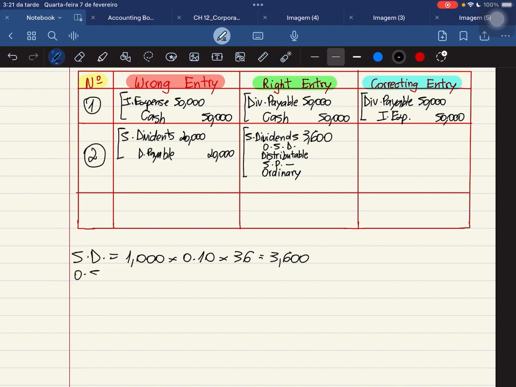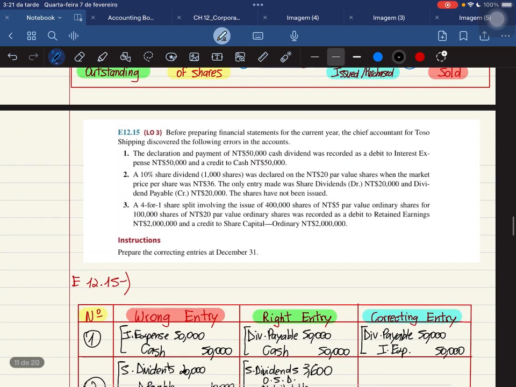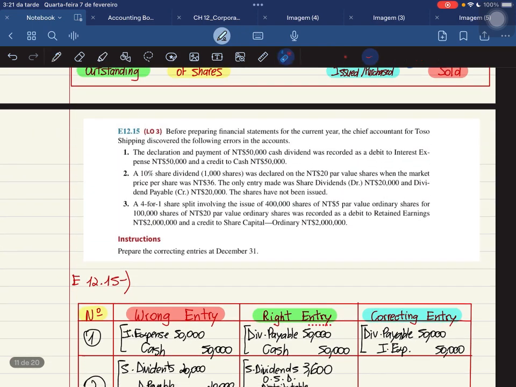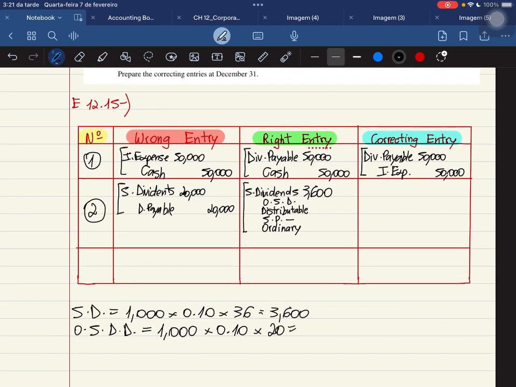For our ordinary share dividends distributable, the beginning is the same, right? It's always the number of shares outstanding times the rate times, in our case, the par value. And over here, they said that our par value is 20 NT. So let's calculate that. That gives us 2,000 on the credit side. And the share premium ordinary is always the difference between these two, which in our case will be 1,600.